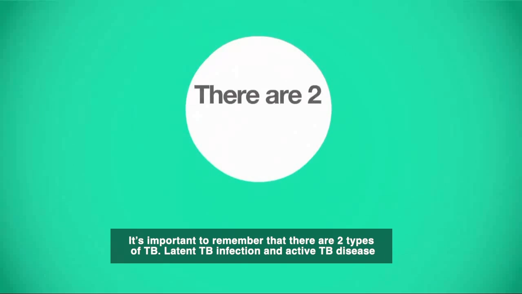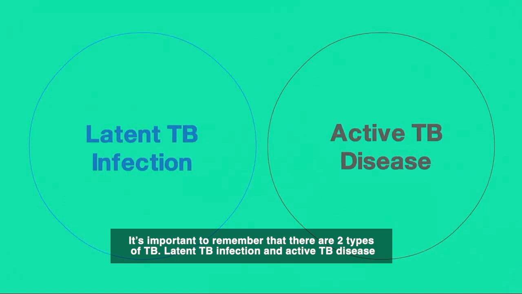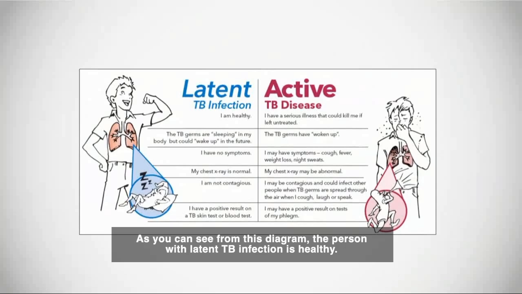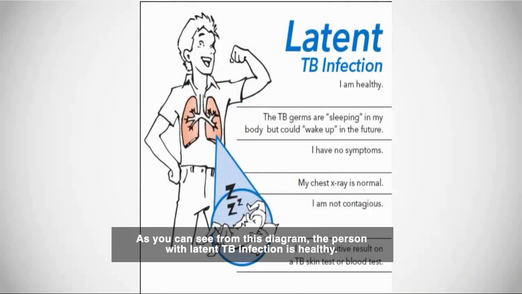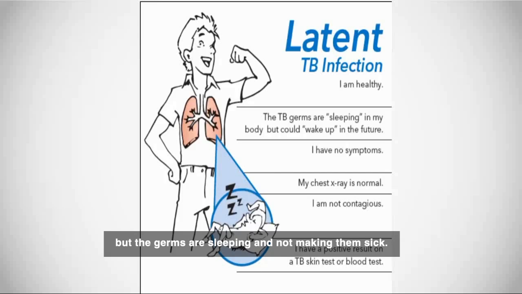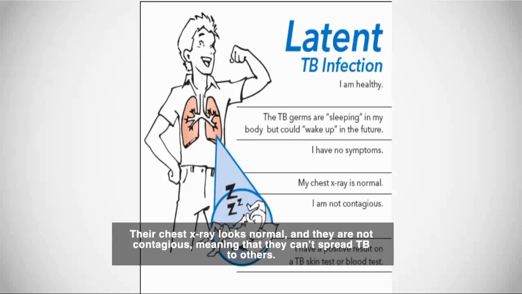It's important to remember that there are two types of TB: latent TB infection and active TB disease. As you can see from this diagram, the person with latent TB infection is healthy. They had a positive TB skin test or blood test. They have TB germs in their body, but the germs are sleeping and not making them sick. People with latent TB infection do not have TB symptoms. Their chest X-ray looks normal, and they are not contagious, meaning that they can't spread TB to others.